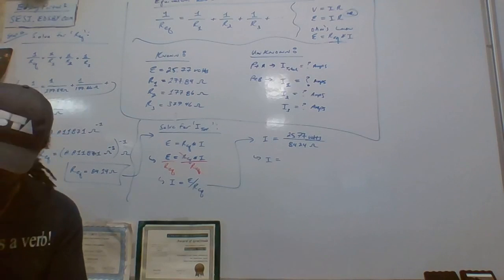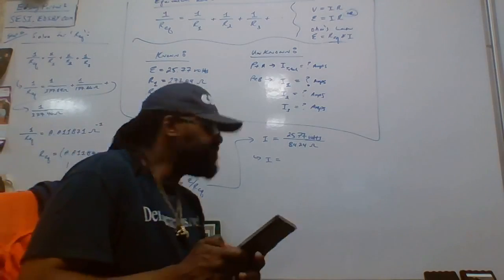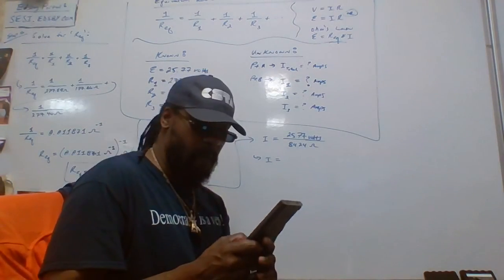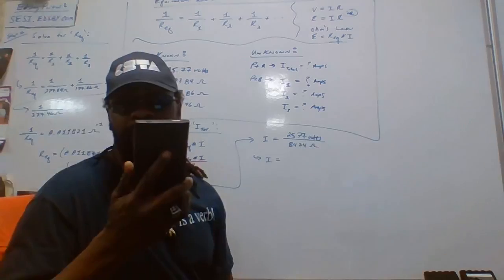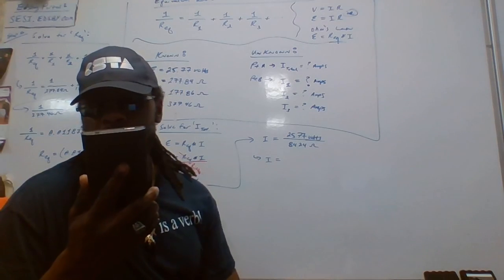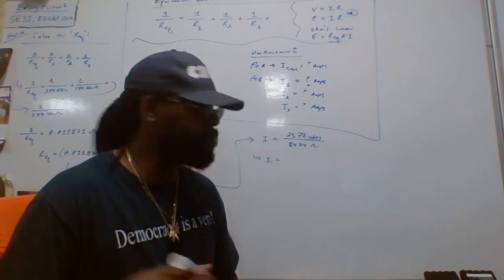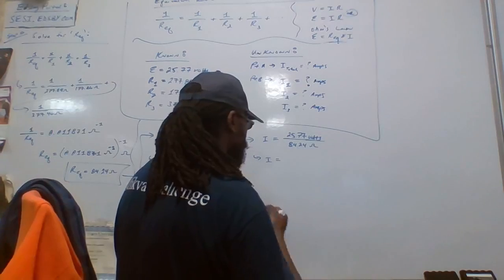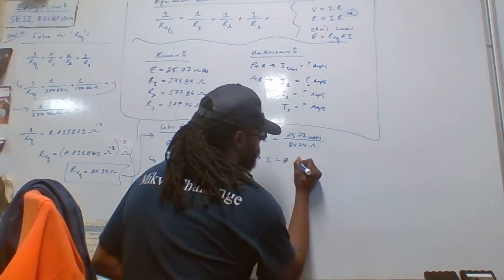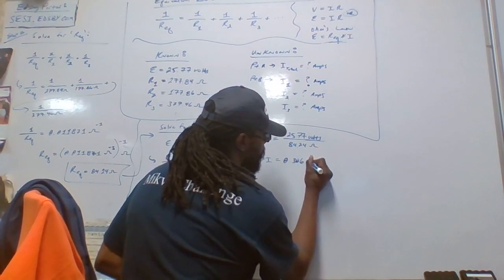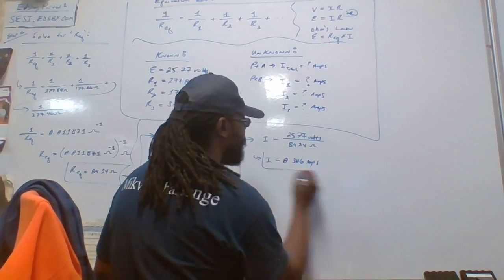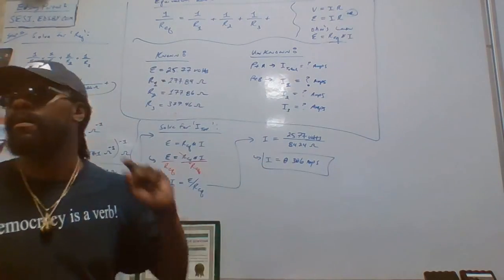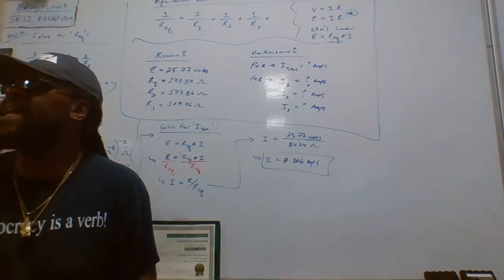So that is a yield of 25.77 divided by 84.24. I get 0.306 amps. Okay, I'm going to box that. That is the end of part A. Let's finish part B.